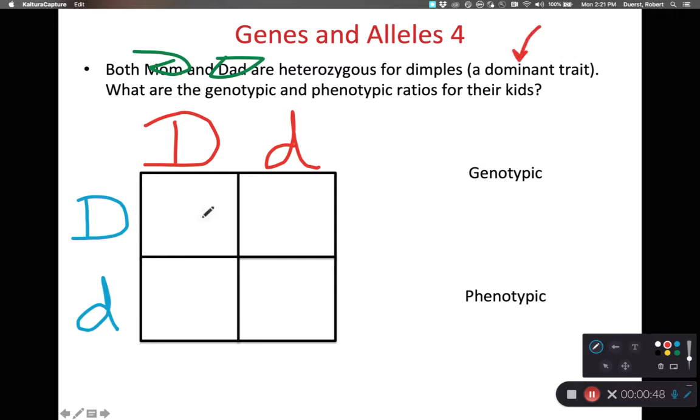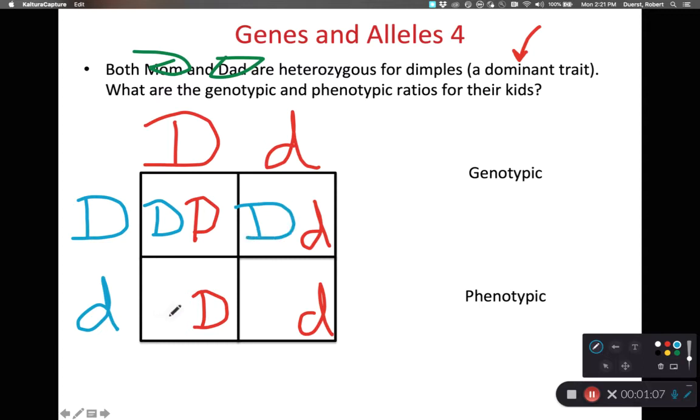So if mom and dad reproduce, mom's offspring may have a 50% chance of inheriting her dominant allele. They also have a 50% chance of inheriting her recessive allele. And the same can be said of dad. His offspring have a 50% chance of inheriting his dominant allele and a 50% chance of inheriting his recessive allele.